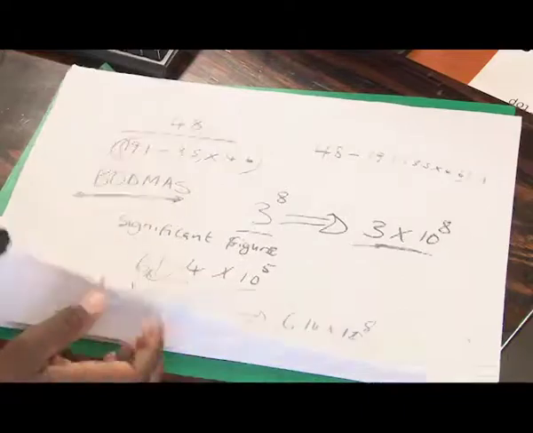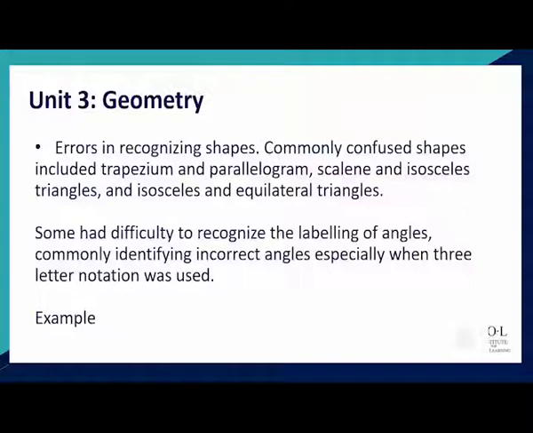And now we look at Unit 3. Unit 3 is on geometry. Many times students lose marks because they don't recognize the shapes correctly. Some shapes are confused, like trapezium and the parallelogram. Also the triangles are being confused. Sometimes you'll be asked to name the triangles, to name the angles and so on, but they are being confused. So you must know your triangles very well. You must know your shapes very well.